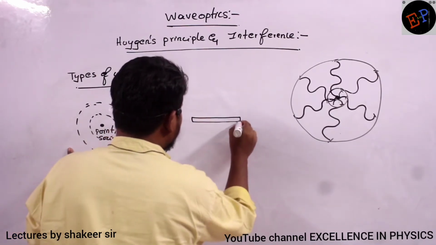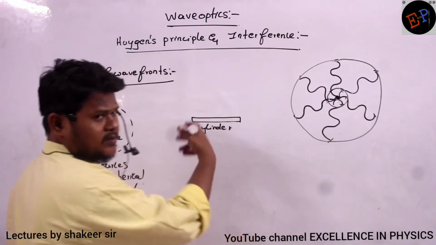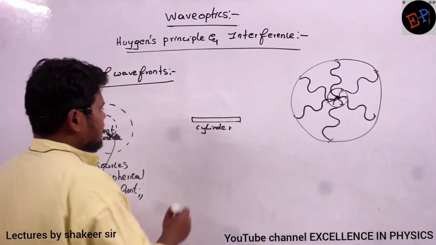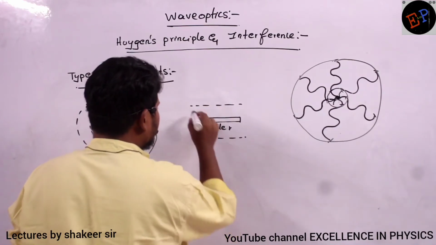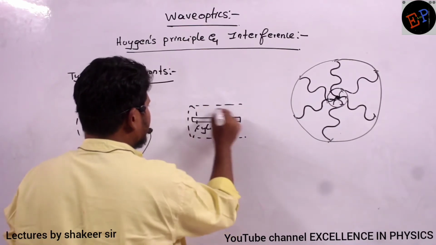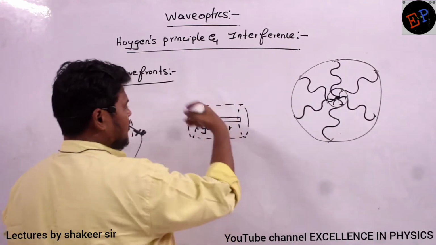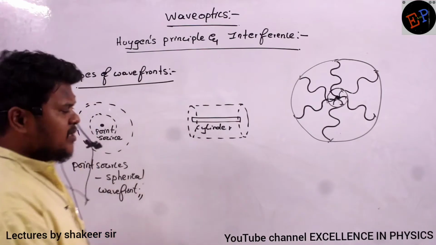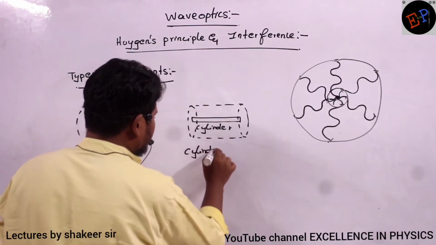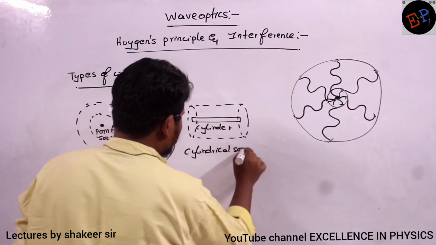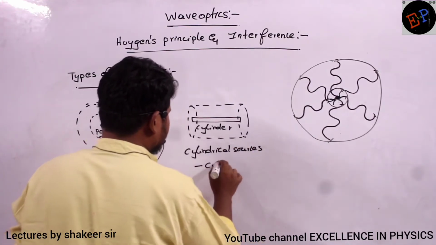A tube light is a cylinder. What kind of body is it? A cylindrical body. Then the type of wavefront formed here is cylindrical wavefronts. This type of wavefront will be formed, and above this one more wavefront, one more, like this. Many wavefronts can be formed. So cylindrical sources form cylindrical wavefronts.